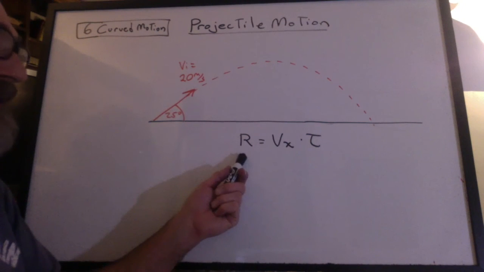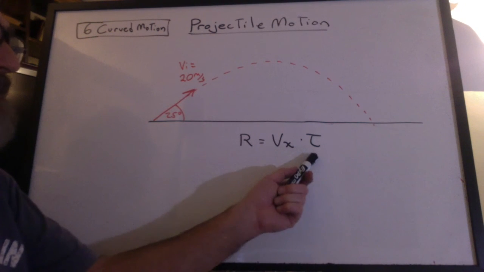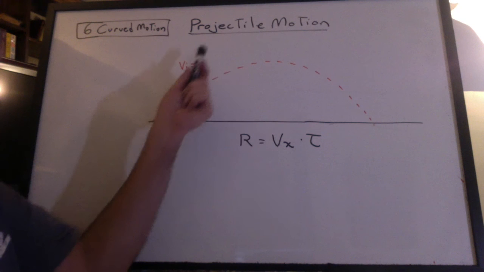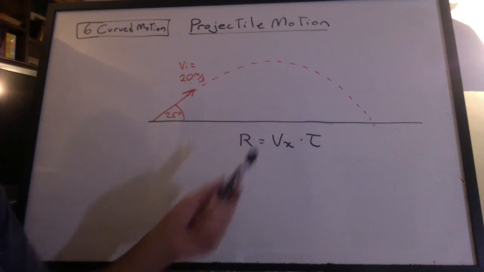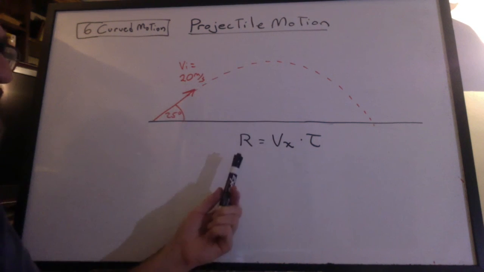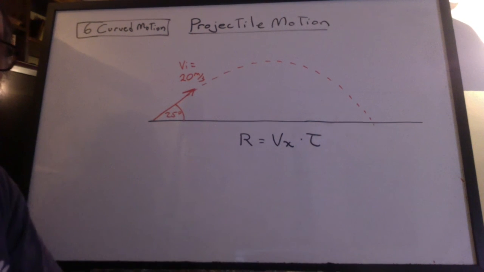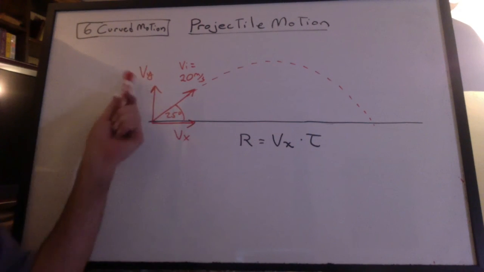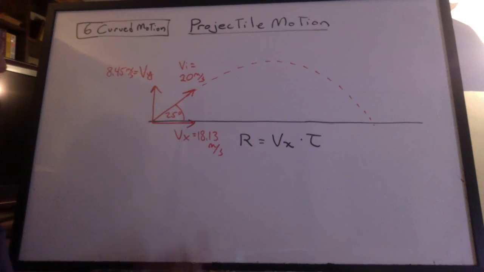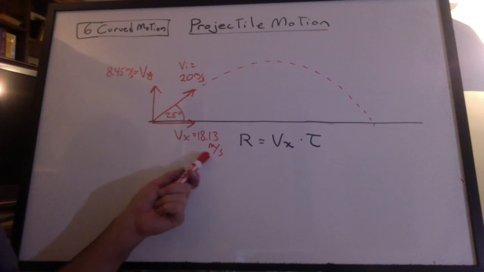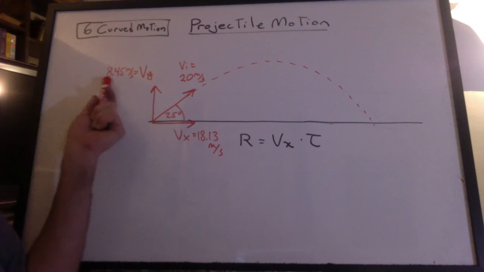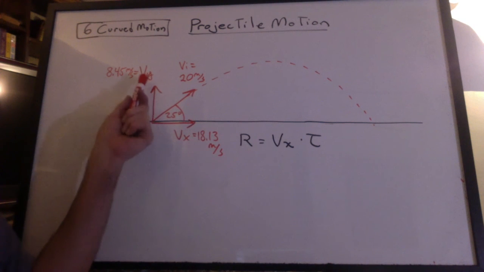It's still going to be equal to horizontal velocity times time. Because while the ball is going up into the air and coming back down, the only force acting on it is gravity. Horizontally, it will remain at the same constant velocity. So we have to get the components. And we get 18.13 meters per second horizontally and 8.45 meters per second vertically.